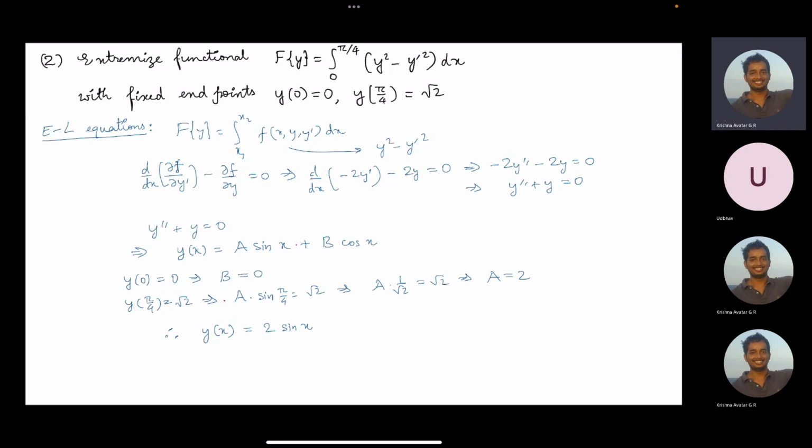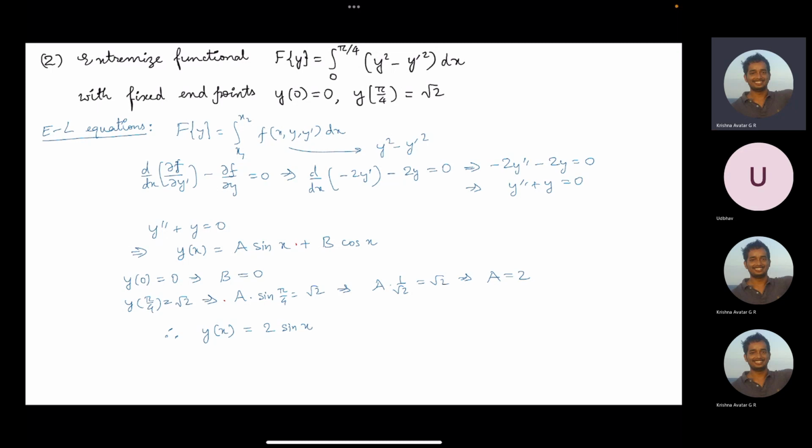And then this implies that a is equal to 2. Therefore, y of x is equal to 2 sine of x. Okay. And this is our extremal, which also satisfies the given end conditions.